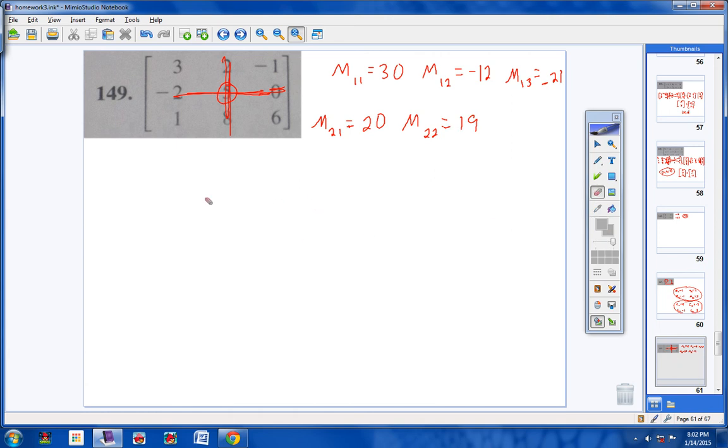Alright, and then for the last one for this row, my minor 23, row 2, column 3, this number here. Find the determinant of this leftover 2 by 2 matrix. 1 times 2 is 2, so I'll put a negative 2. 3 times 8 is 24. 24 minus 2 is 22.